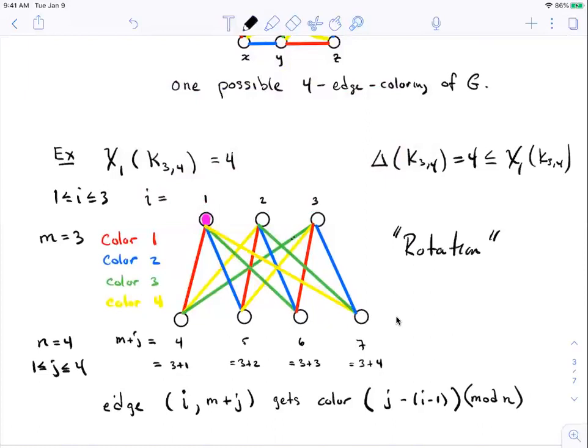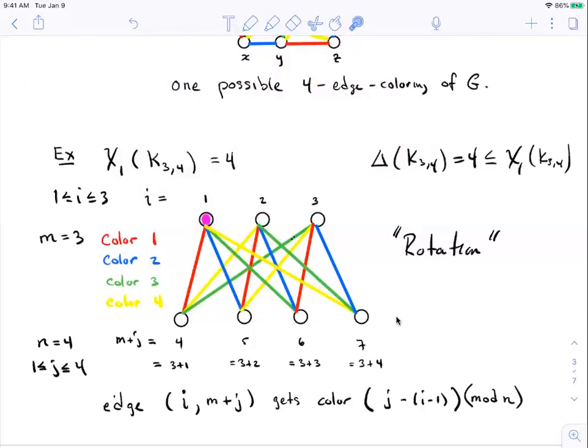I think you can kind of see it in the picture. As I moved over to vertex 2, I'm just cyclically rotating the way I draw the colors to the other 4 vertices in the other part of the graph. So instead of going red, blue, green, yellow, when I move over to the second vertex, I cyclically permute them. So I go yellow, red, blue, green.